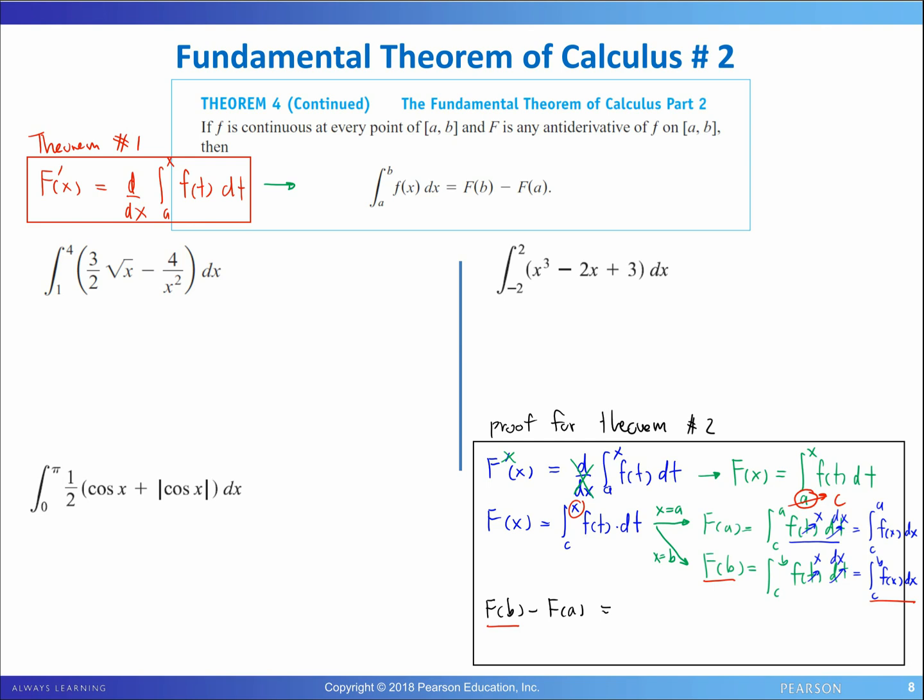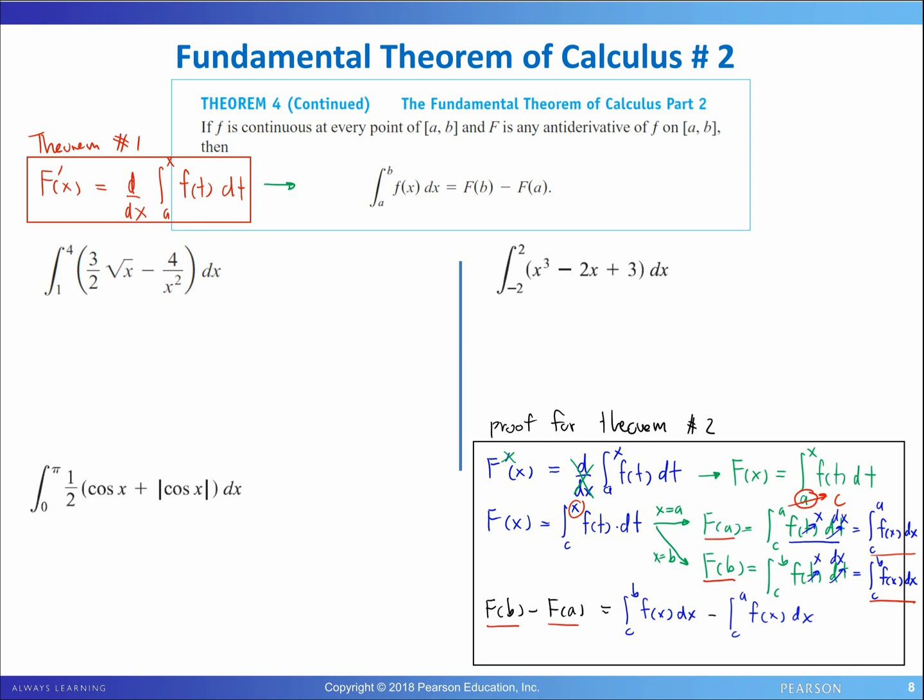So let's bring it to this equation. Integration from c to b of f of x dx. That is big F of b, now minus big F of a, which is going to be this term. Same thing here, this term right here. So this is equal to integration from c to a, f of x dx.